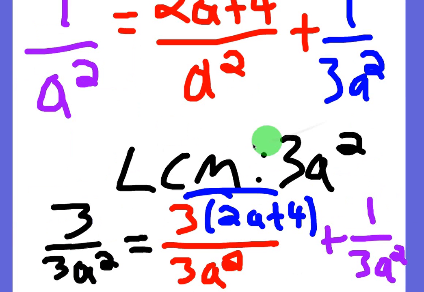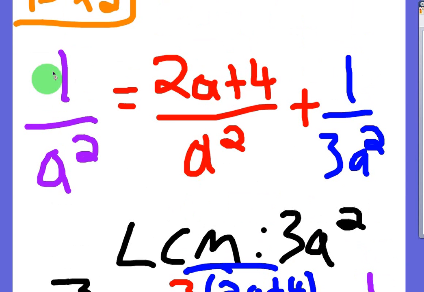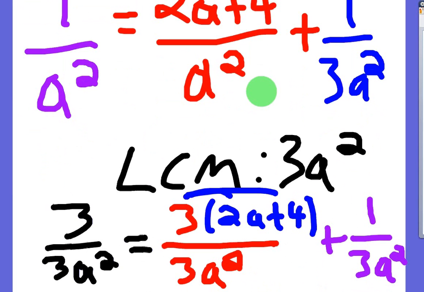Once we figure out that LCM 3a squared, we will just multiply the first two fractions by 3 over 3. So this fraction will be multiplied by 3 over 3, and this will be multiplied by 3 over 3, that way all the bottoms, or the denominators, will be the same. Now we have 3 over 3a squared equals 3 times 2a plus 4 over 3a squared plus 1 over 3a squared. We didn't have to do anything to the right because it was already 3a squared.